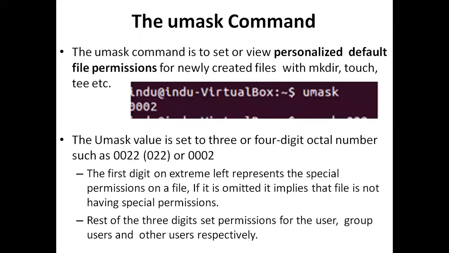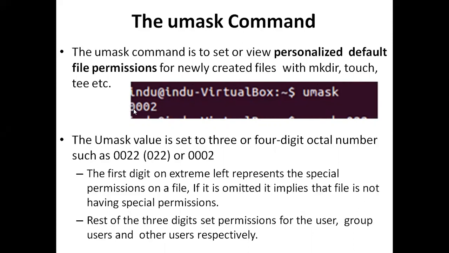Now coming back to the umask command. The umask command is used to set or view personalized default file permissions for newly created files. These newly created files may be created with the mkdir command, which creates directories, or the touch and cat commands, which can help in creating files. One can see his umask setting at any time using the umask command, and then one can get the values. It is a 3 or 4 digit octal number.